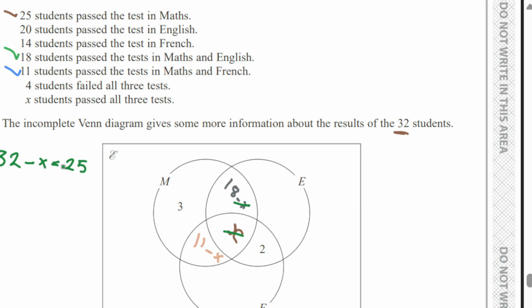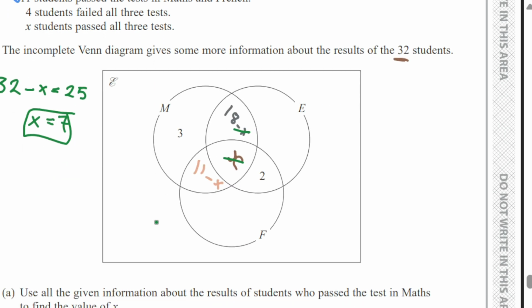This is how you should do it in the exam, okay? Now 32 minus what makes 25? It's just 7, isn't it? So x equals 7. We got the answer. We got the marks. Now this is the first part of the question.